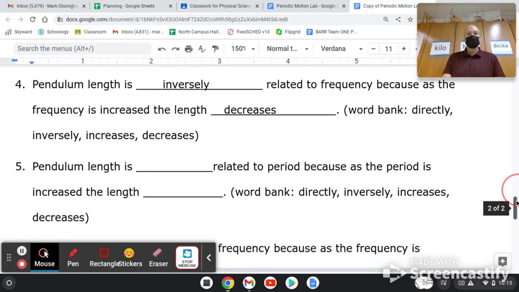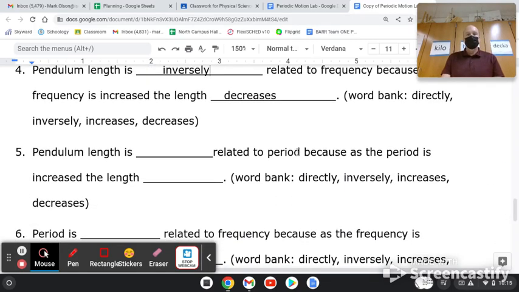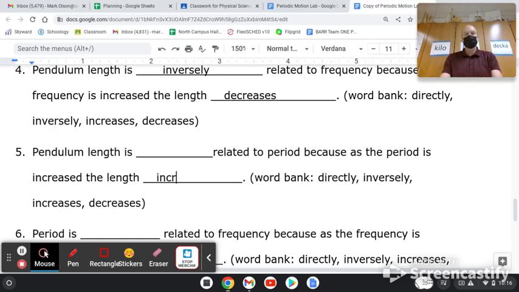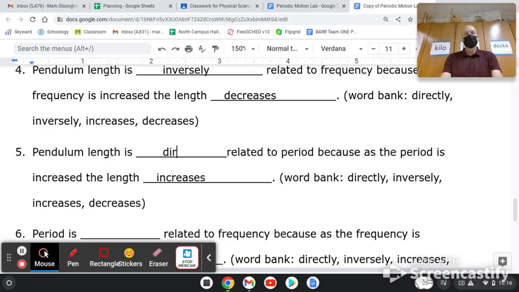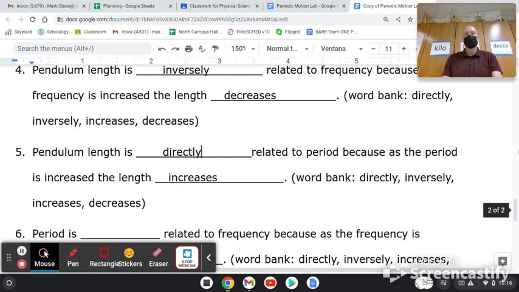Number 5, pendulum length and period. Well, the longer the pendulum, the longer the period of time. So we'd say as period is increased, the length increases. Since they're moving in the same direction, we'd say they're directly related.